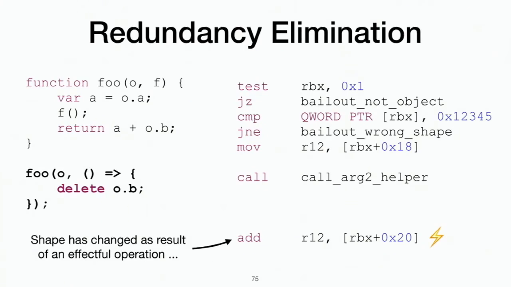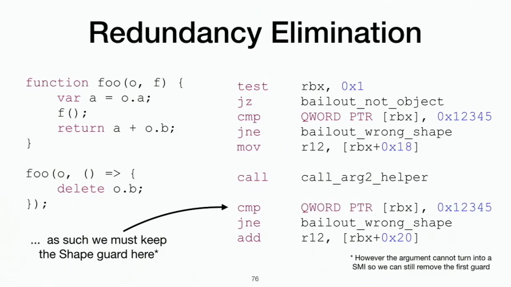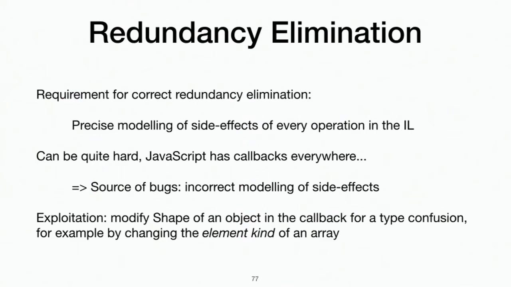Well, here's one case where it's not. Let's say our callback, what it does is delete the property B. In this case, the shape has changed, right, as a result of a side effect. So this access here cannot be safe. We removed this property B, this can't be good. So in this case, we have to keep the second shape guard. So that's what you have to do. If you realize there's a potential side effect here, you have to keep the following shape guards.